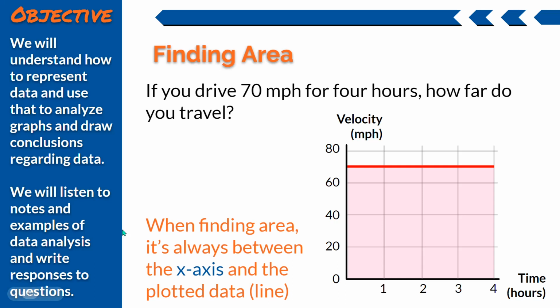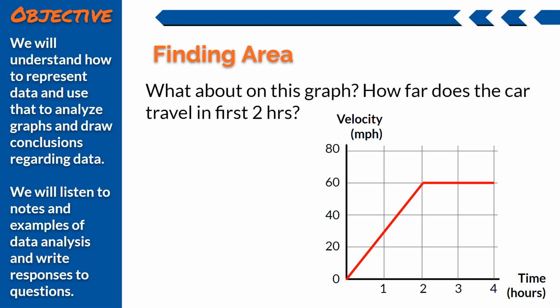By the way, when I say finding area, it's always between the x-axis and the plotted line. So between my x-axis and wherever my line is. Sometimes my line is below the x-axis, and then I'm looking at the area in between that and the x-axis. But again, this is still length times width. 70 times 4, 280. Those might be easy enough to do without having to really look at the graph. But this one's a little trickier.